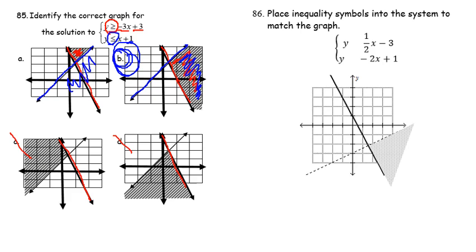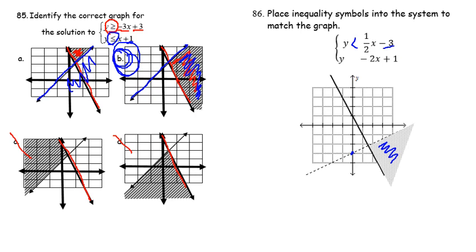All right, number 86, last problem from our semester review. It says place the inequality symbols into the system that matches the graph. First thing we see, I've got a -3 y-intercept, so that's going to be this one right here. Notice that has a dotted line and the shading is done below. So that inequality is going to be less than. The shading is below, it's dotted, so it's not going to be less than or equal to. It's just going to be less than.